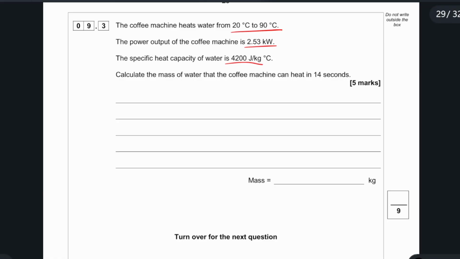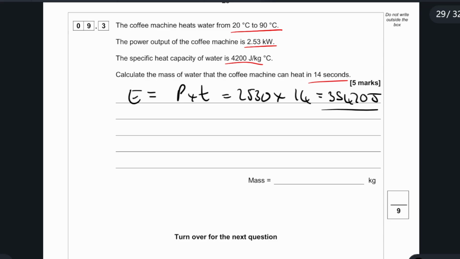Well, first of all, we want to work out the energy transferred by the coffee machine. We've got the power as 2.53 kilowatts, and we know that it was switched on for 14 seconds. So what was the total energy output? Well, energy is equal to power multiplied by time, and so this is just going to be equal to 2530 watts multiplied by 14 seconds, and that should give you 35,420 joules. Okay, that's the first step. We've worked out the total energy transferred by the kettle itself, or sorry, the coffee machine.